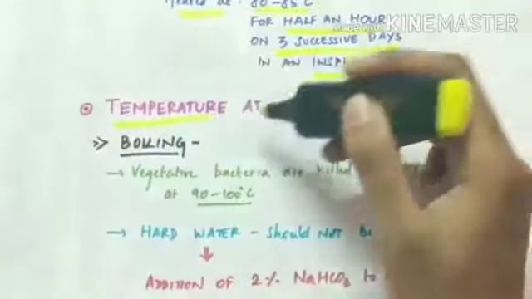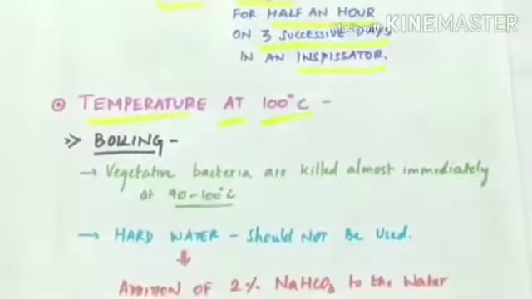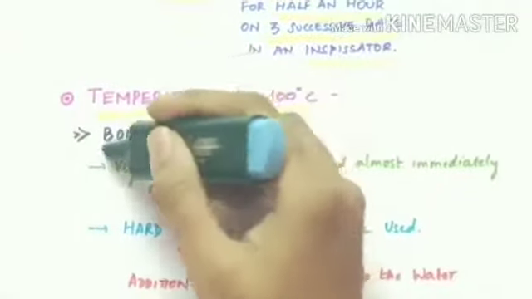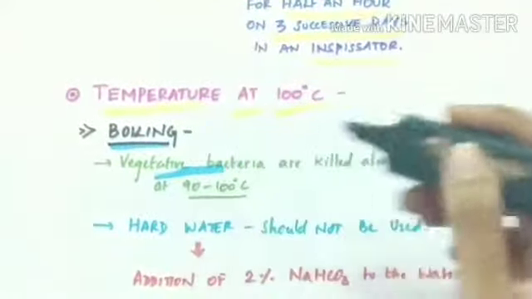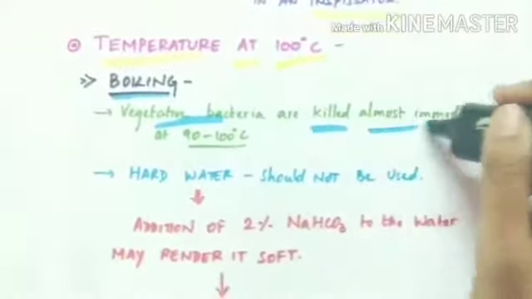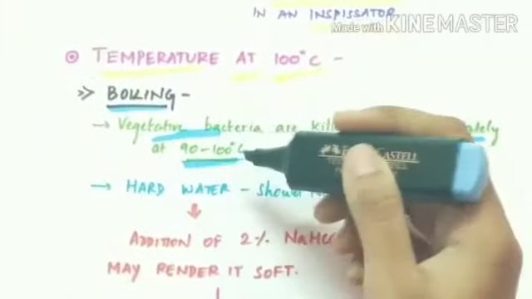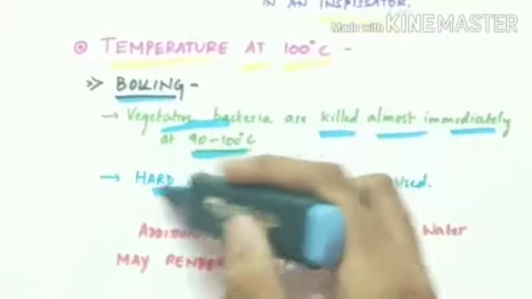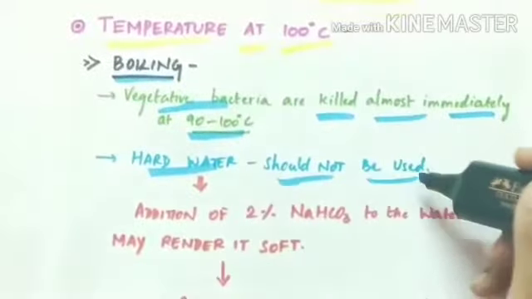Next is temperature at 100 degrees Celsius. This includes boiling. The vegetative bacteria are killed almost immediately at 90 to 100 degrees Celsius. Hard water should not be used for boiling.